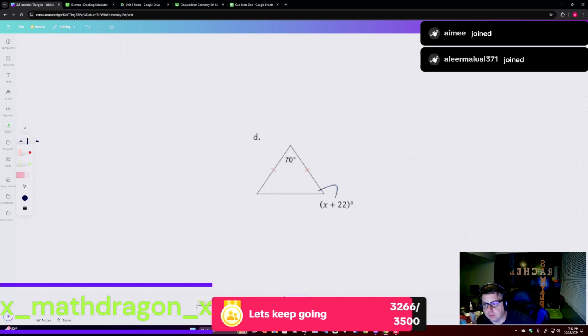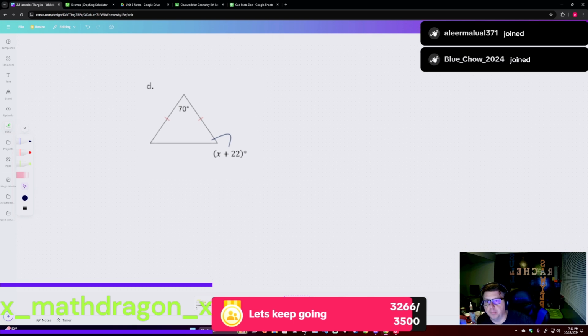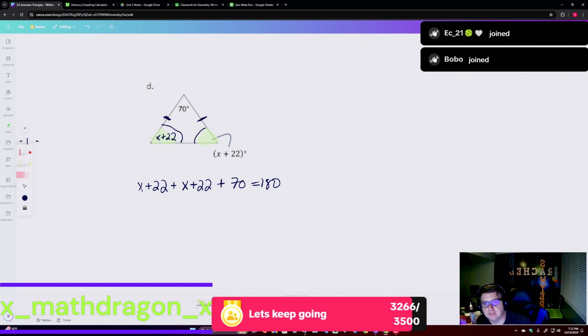But let's set up some actual solving of a problem. So this one, I can see this side is equal to that side, which means this angle here is going to be equal to this angle here. So if this is x plus 22, this is x plus 22. So I'm going to do x plus 22 plus x plus 22 plus 70 equals 180. So we just took this angle plus this angle plus that angle, because that is the triangle sum theorem.